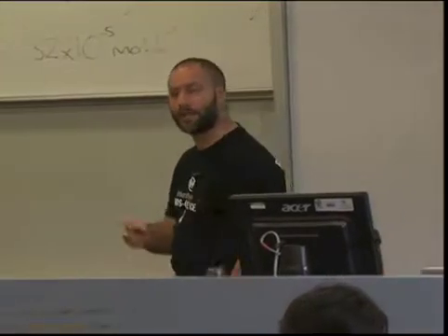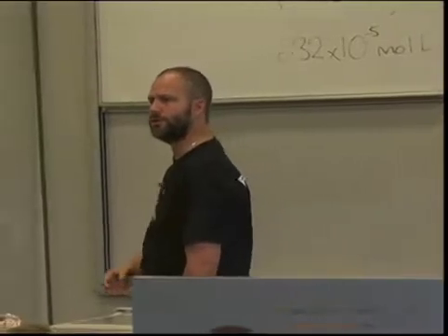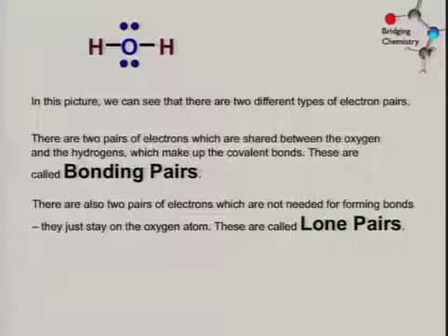The remaining two pairs of electrons that aren't being used to form bonds that the oxygen has are given a different name. They're called lone pairs.